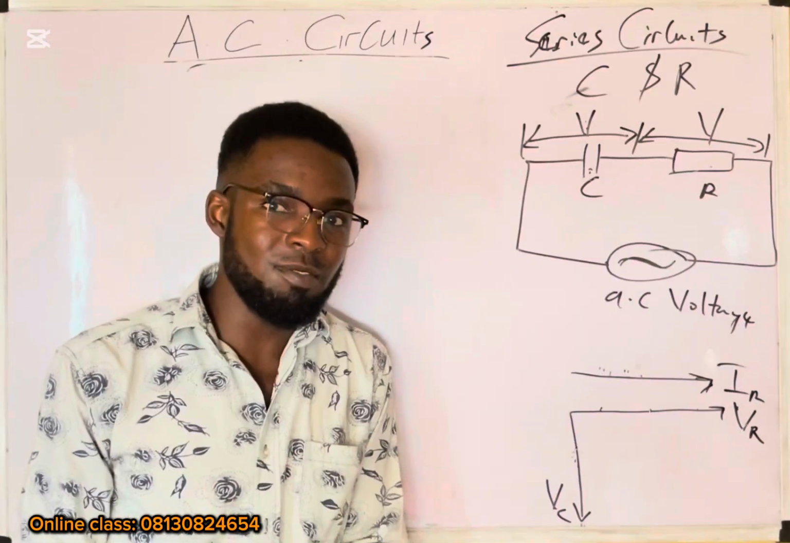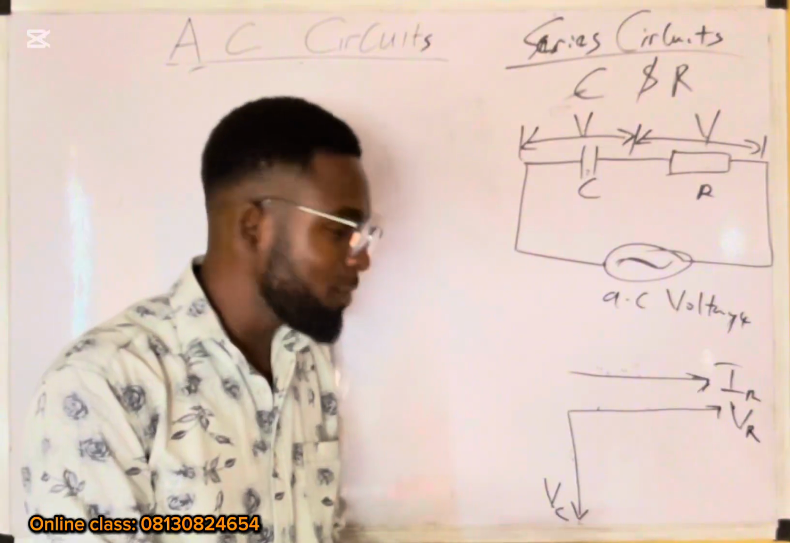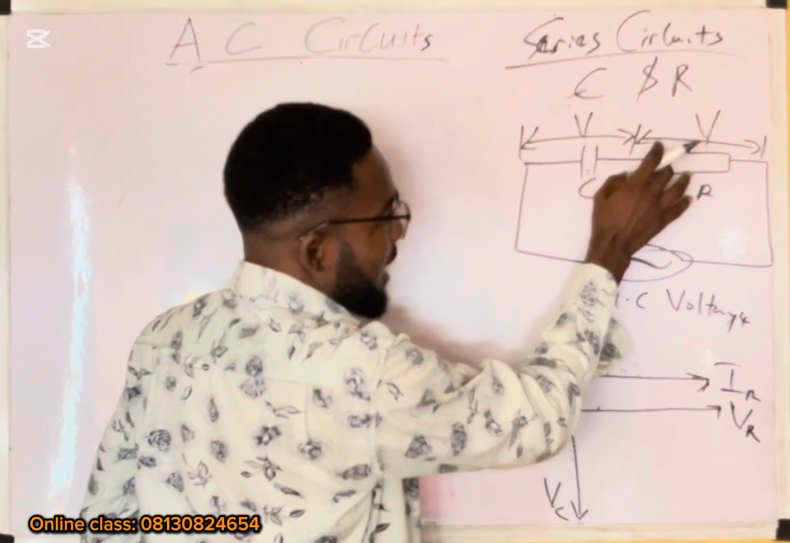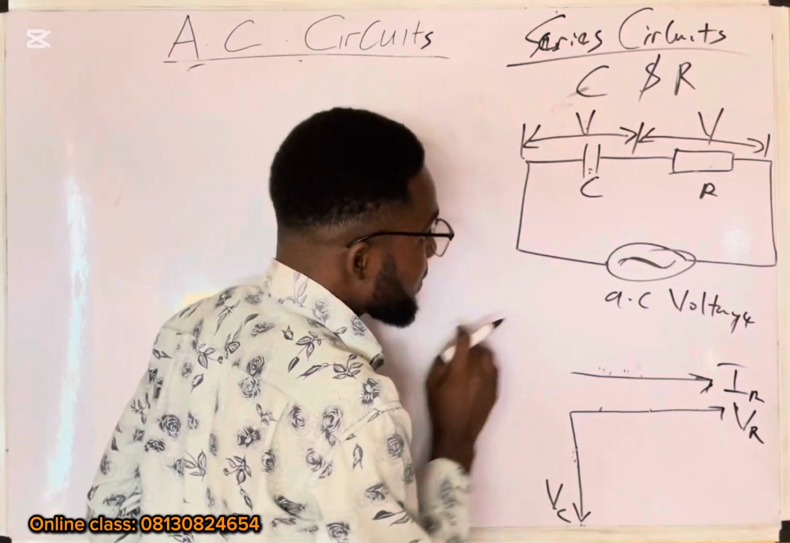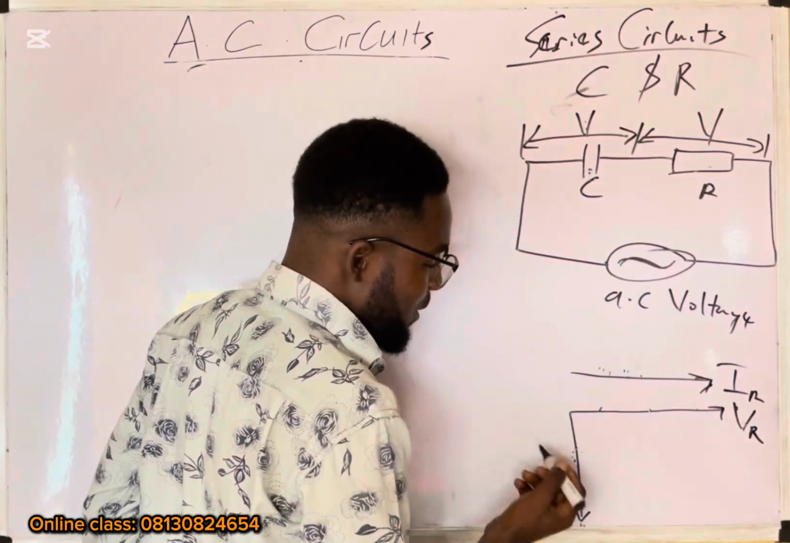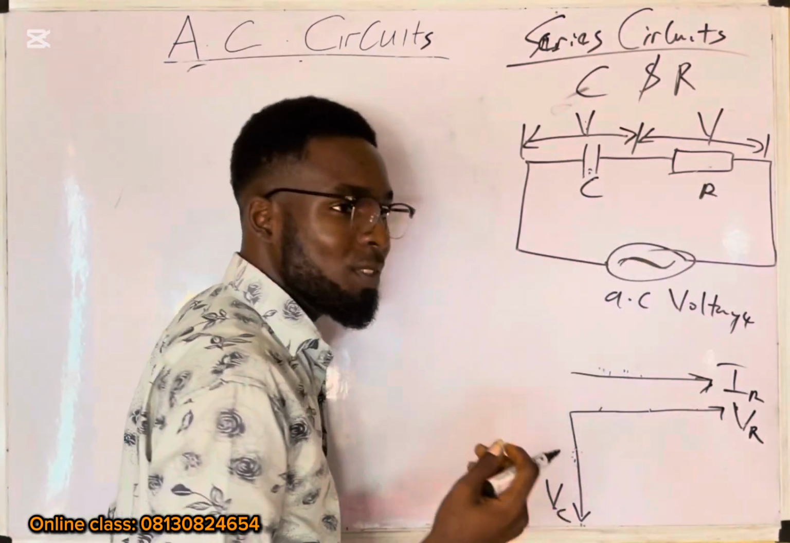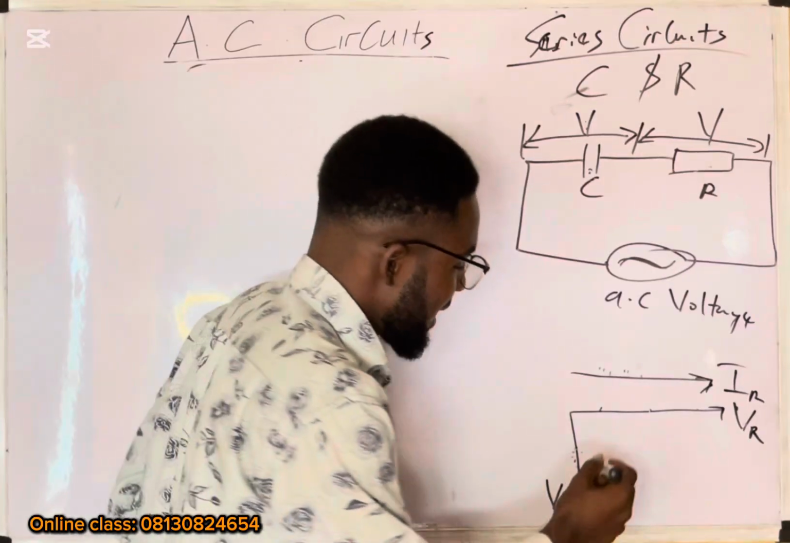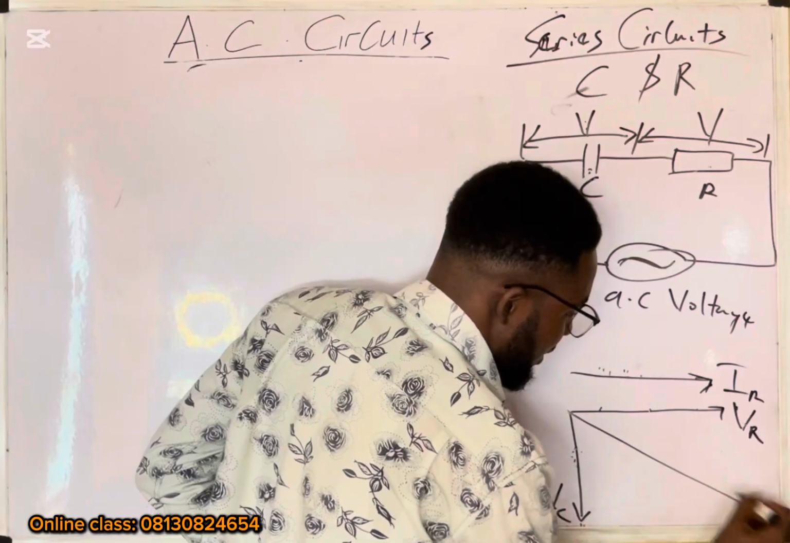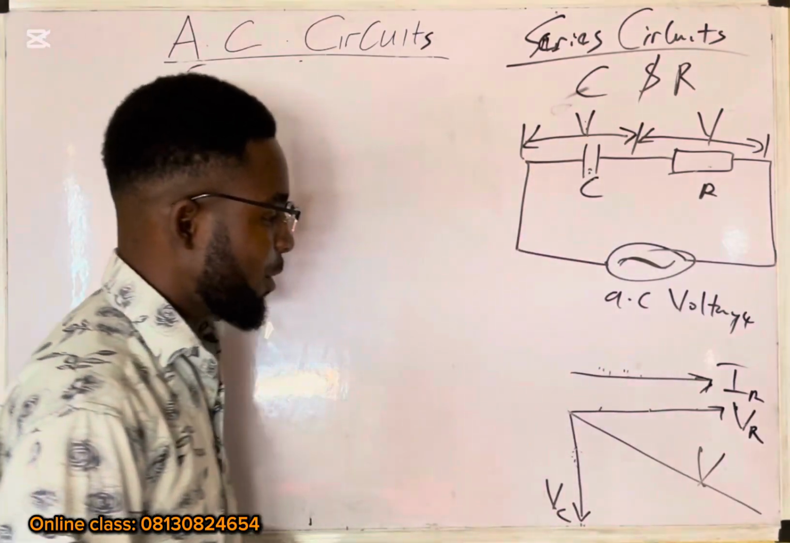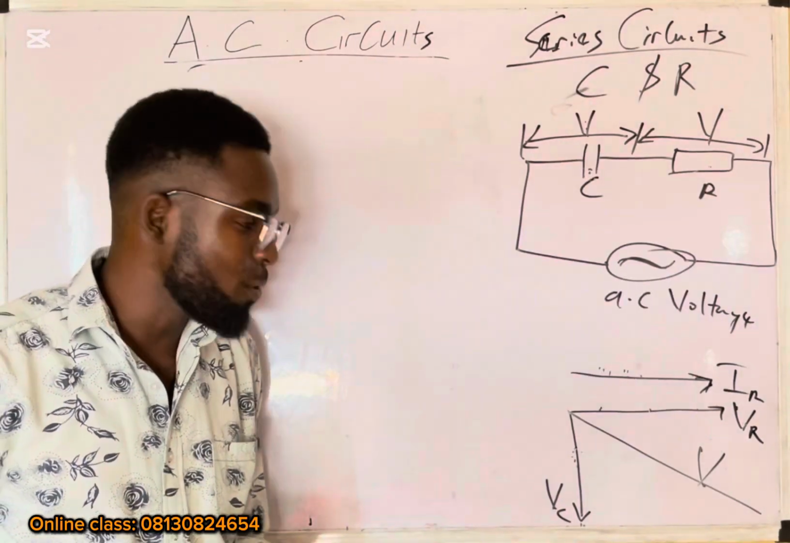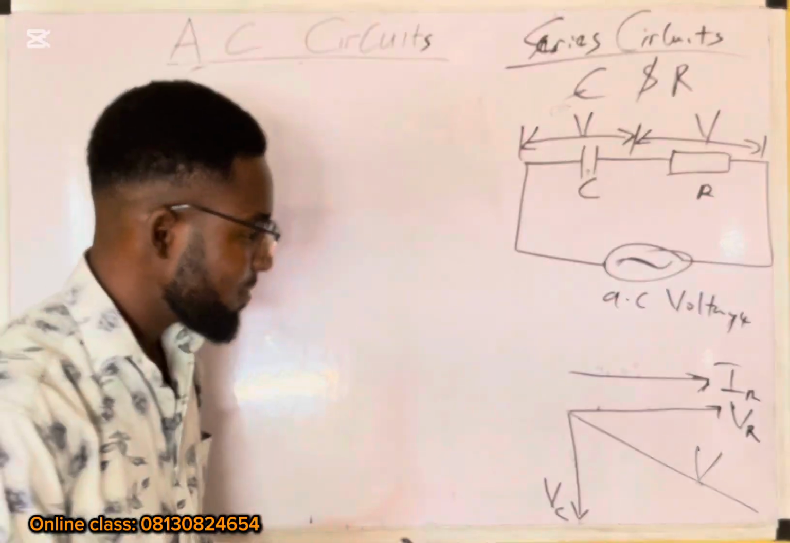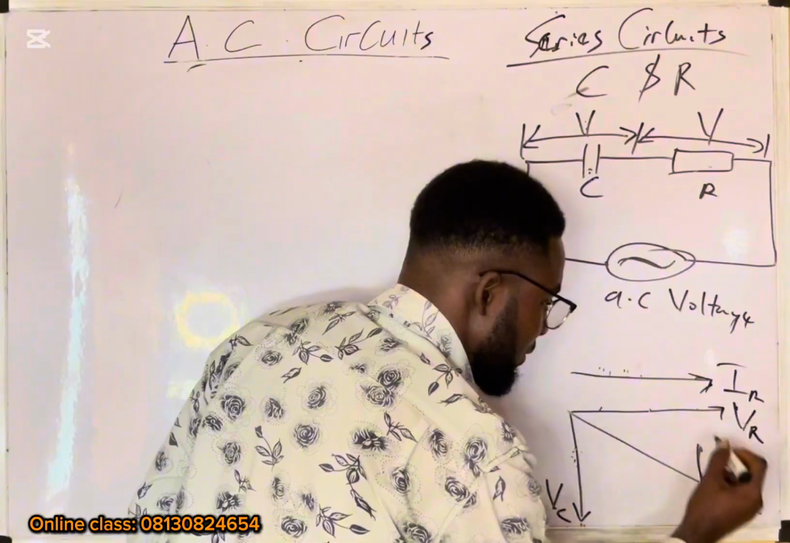And of course, this is a vector field. Now, if this is a vector field, for us to get the effective voltage in this circuit across these two, we use the triangular law of vector to get the effective voltage. Triangular law of vector. This is the voltage across the two, the effective voltage across the two circuit components.